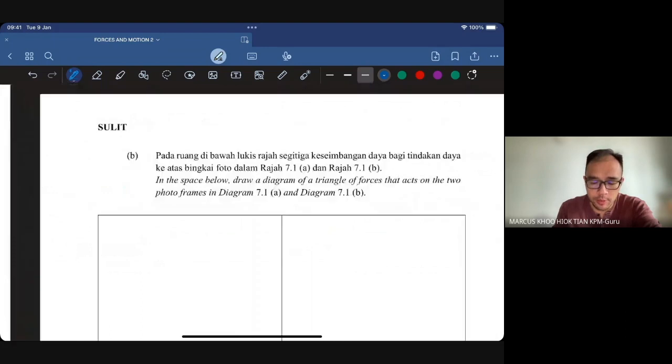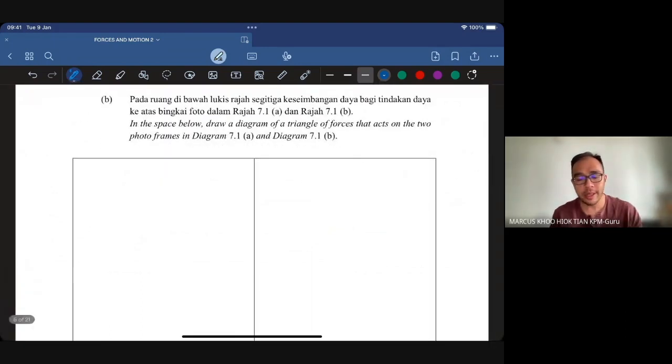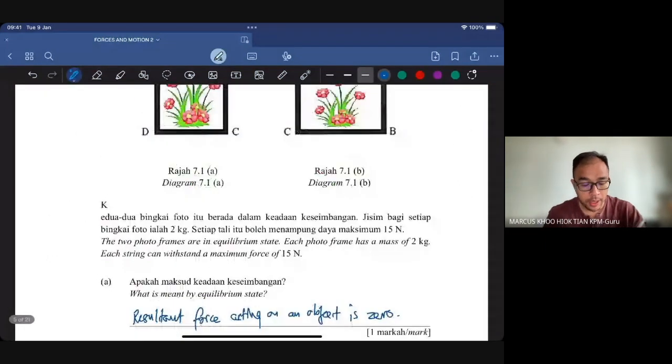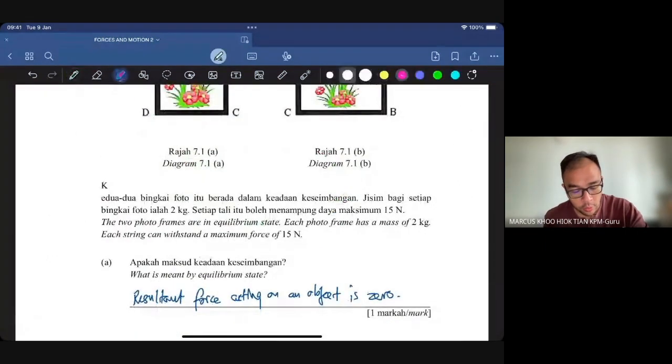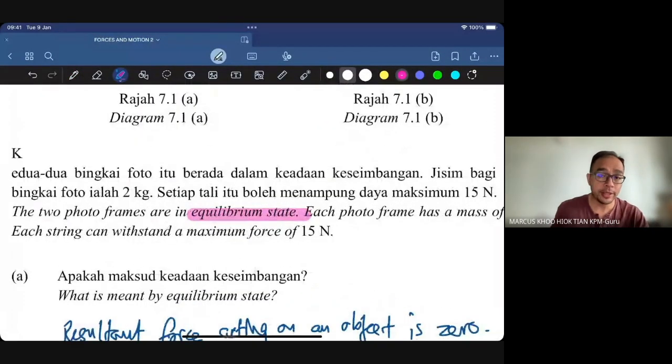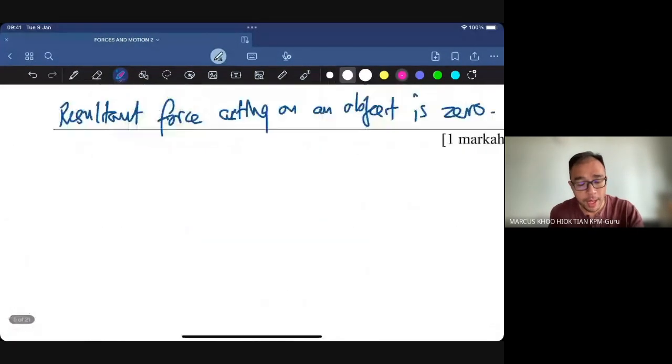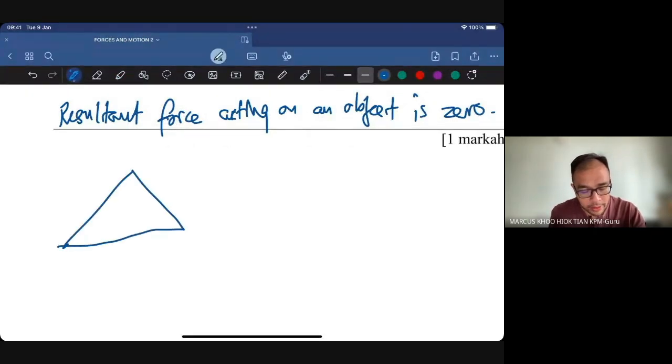Okay, B, in the space below, draw a diagram of the triangle of forces that acts on two frames. Okay, most importantly is this. Okay, question says that the two photo frames are in equilibrium state. Okay, and that's a very, very important statement because it tells us that if we want to draw a triangle, okay, somehow that triangle, whatever way that we draw the triangle, the flow of the forces must be in one direction only. Okay, this is an equilibrium triangle.